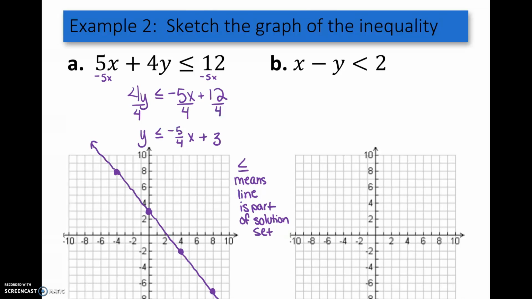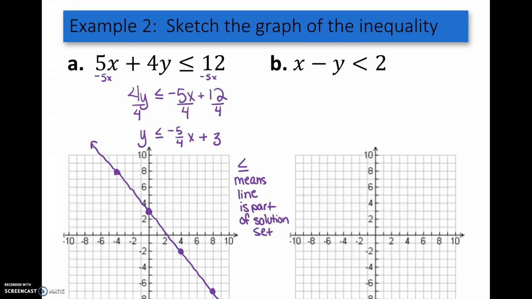And then we have to think about where to shade. Some teachers in the past have told you shade up or shade down or shade up and right, or there's all different ways to describe what you're doing. One way to do this is to pick the point 0, 0 and plug it in and see if it makes a true statement. If 0, 0 makes a true statement, shade on that side of the line. If 0, 0 makes a false statement, shade on the other side of the line. But you want the shortcut?